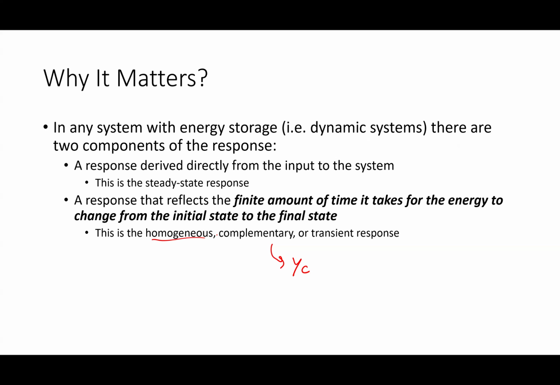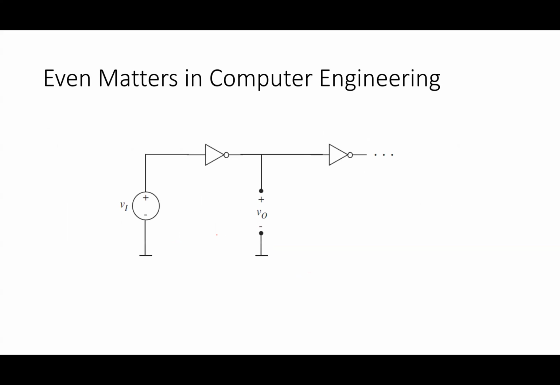Yeah. All right. So homogeneous in math terms, they usually say the homogeneous or the complementary for the transient part, and then the particular for the steady state part. All right. And we're going to walk through those today. Now, I said it even matters for computer engineering things. So let's look at this.